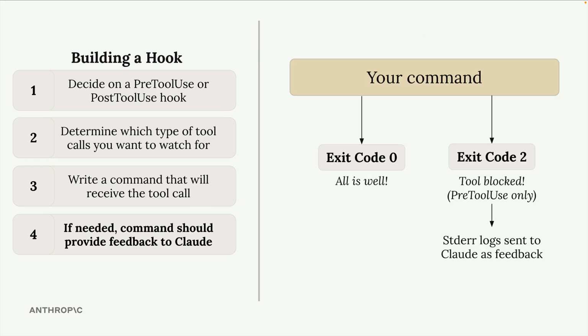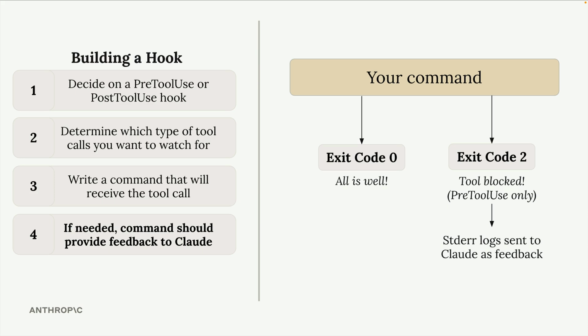Then on to step 4. In step 4, after our command receives that proposed tool call data, we're then going to exit, and our exit code is going to provide a signal back to Claude Code. An exit code of 0 means everything is okay, and we want to allow this tool call to occur. An exit code of 2, however, is a sign to Claude Code that we want to block this tool call. And that specifically only applies for the pre-tool use hooks, because remember, only in a pre-tool use hook can we actually block a tool call.